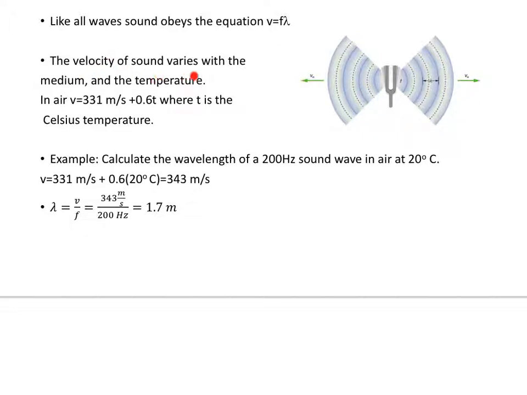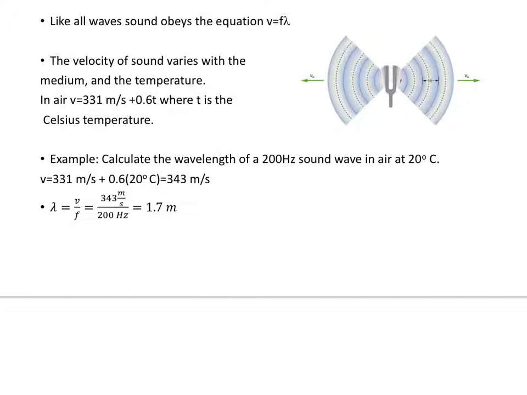Now the velocity of sound varies with the medium, and there's a table in your book of different kinds of media and the speed of sound, and also the temperature. And in air, we can quickly calculate the velocity of sound as 331 meters per second plus 0.6 T, where T is the Celsius temperature. By the way, there is a different equation in your textbook that's equivalent to this, but this is much easier to use.